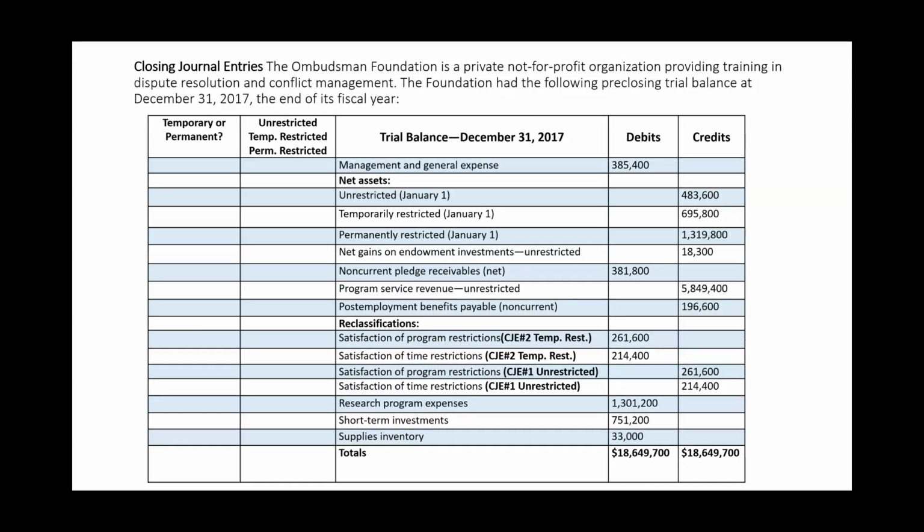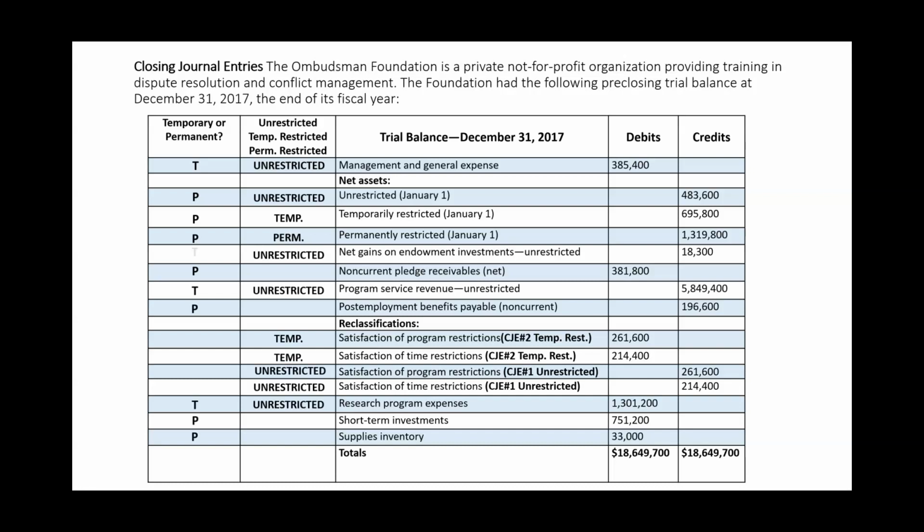All right, so here are a few more for you to go through. Again, pause the video, go through this and try to label these as temporary or permanent, and then unrestricted or temporarily or permanently restricted. All right, so welcome back. Hopefully you guys have done that.